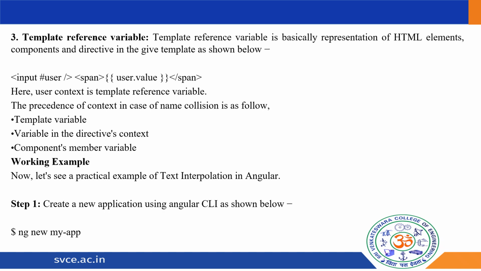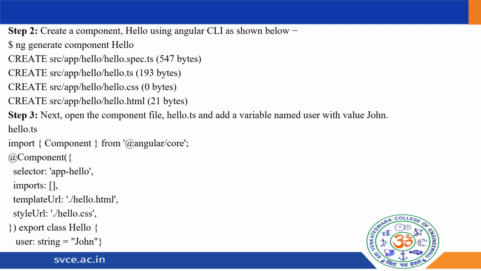So this is the working example of text interpolation. First you have to create the new application, using the command ng new Maya. Step 2, you have to create the component. Step 3, open the component file and then add a variable named user with value John.